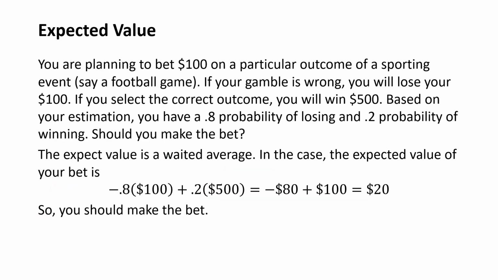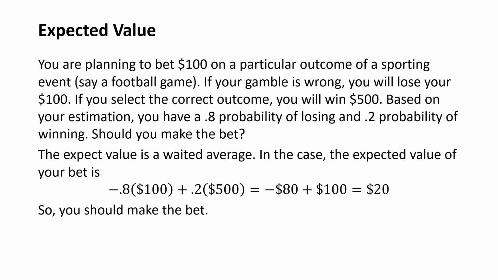We have another concept here called expected value, which I'm going to use in the puzzle that follows. But let's take a simple example first. So you're planning to bet $100 on a particular outcome of a sporting event, so for example, a football game. And as I record this, today is the Super Bowl in the United States. So if your gamble is wrong, you will lose $100.